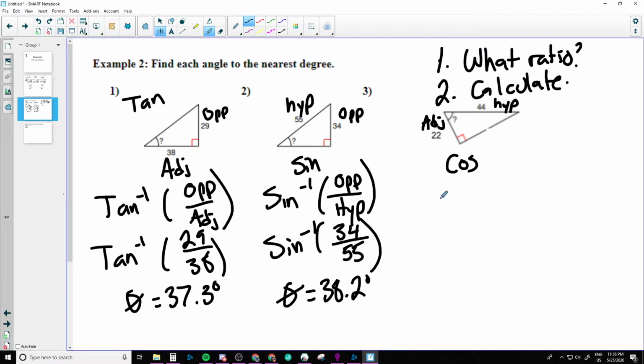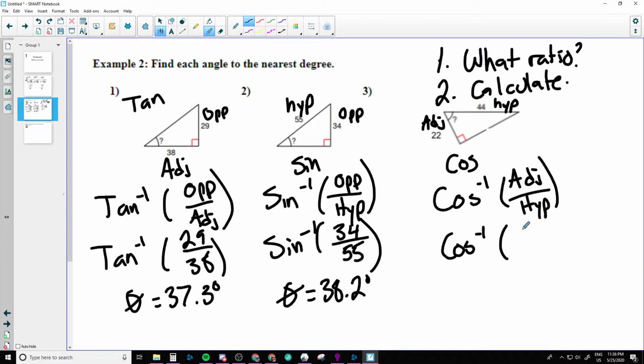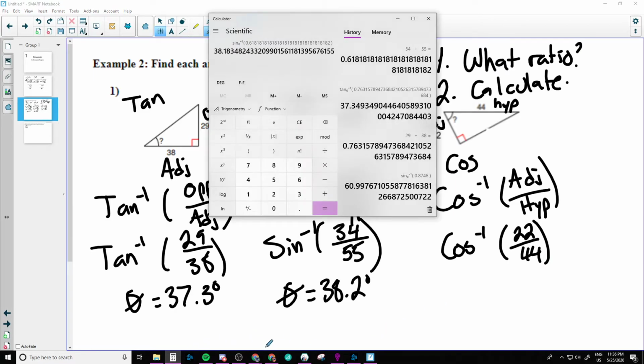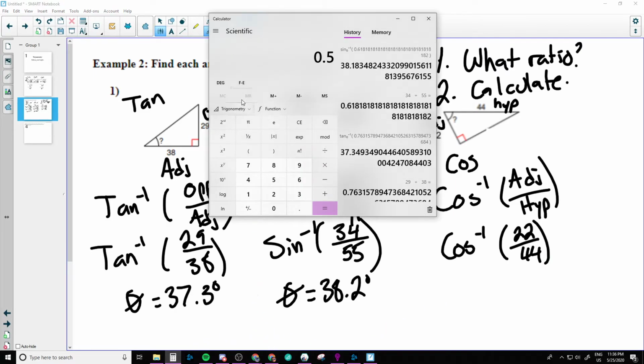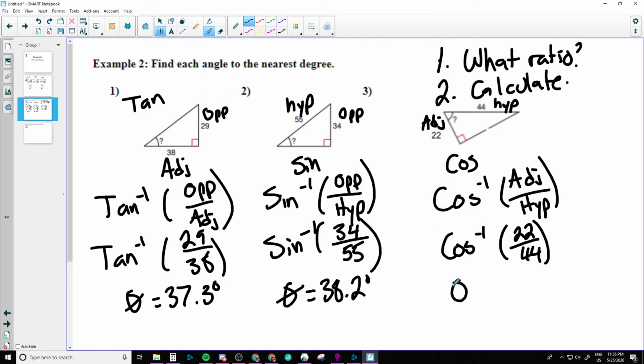And the last example here is cosine. I should write that properly. Cosine. And again, same ratio as before, adjacent over hypotenuse. This is the second function of cosine, 22 over 44. And I know that 22 is half of 44. We're going to do the second cosine function this time, and it tells us that that angle is 60 degrees.